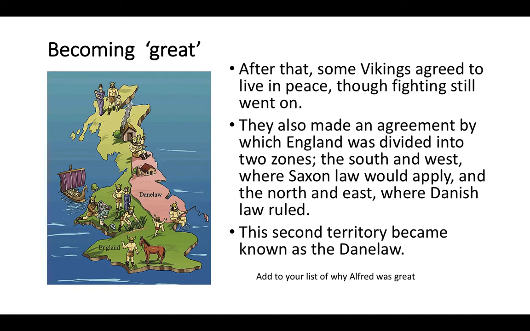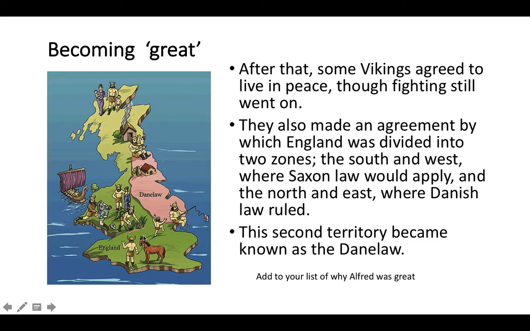Okay, so what happened next? After that, some Vikings agreed to live in peace, though fighting still went on. So he brought peace to England. They also made an agreement by which England was divided into 2 zones. The south and west were Saxon law, where Saxon law would apply, and the north and east where Danish law ruled. This second territory became known as Danelaw. So Alfred ended the war with the Vikings, and he separated England into 2 parts.